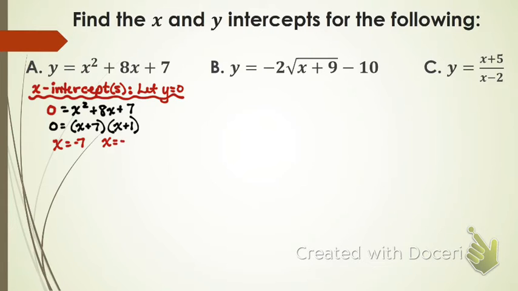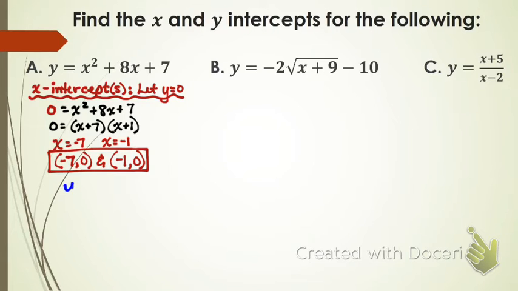Yes, -7, -1. Then I would put them in the ordered pairs. So that would be (-7, 0) and (-1, 0). Because remember, what do we always do with our factors to find the solutions? Set them equal to 0 and solve for x. All right, so there's my x-intercepts. I had more than one of those.